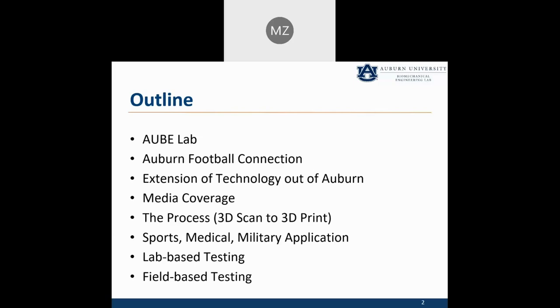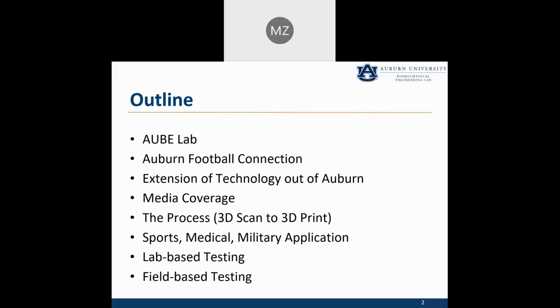After that, I'm going to give a little bit of background about the connection that the lab has with the Auburn football program here in Auburn, Alabama. Then I'll discuss how the technology related to 3D scanning and 3D printing was extended outside of the lab. We only did work in the lab for a short while, but very quickly it was extended outside of it. I think you might find interesting some of the media coverage that has been done on this technology, so I'll show a brief clip from that. I'm also going to show you a brief video that details the entire process of how we go from 3D scan to 3D print for these various devices.